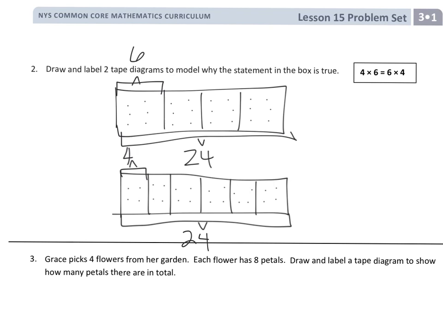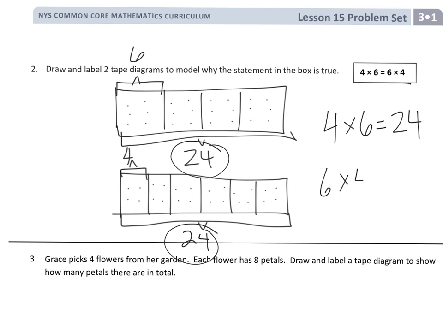Now, with the commutative property, I know that my answers are the same. But if I'm trying to prove, then I wanted to make sure to count so I can double check. 4 times 6 equals 24. 6 times 4 equals 24. So, 4 times 6 equals 6 times 4.